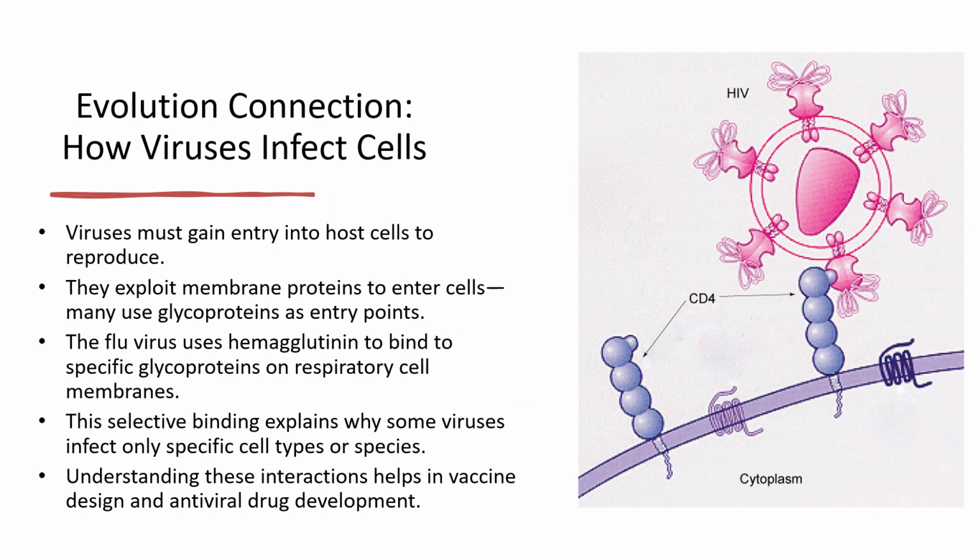Viruses have evolved to exploit membrane structures to infect host cells. For example, the flu virus uses a protein called hemagglutinin to attach to glycoproteins on the surface of respiratory cells. This is why certain viruses infect specific tissues or species. By understanding these interactions, scientists can better design vaccines and antiviral therapies.